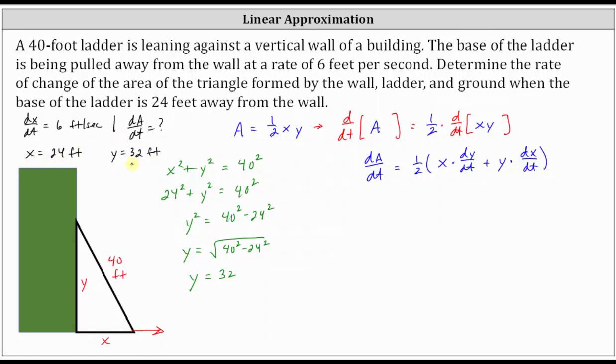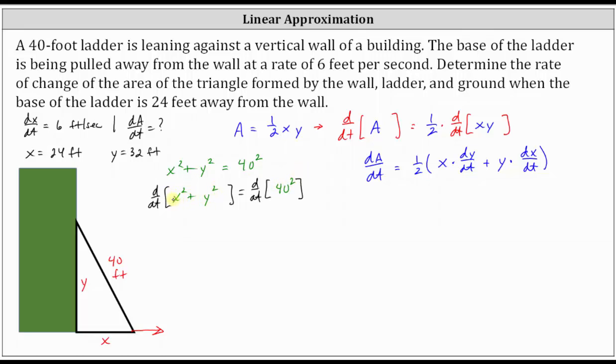We have y equals 32 feet when x is 24 feet. And now we need to determine dy/dt when dx/dt is 6 feet per second, x equals 24 feet, and y equals 32 feet. To do this, we'll go back up to our equation, x squared plus y squared equals 40 squared, and differentiate both sides with respect to t. The derivative of x squared with respect to t is 2x times dx/dt, plus the derivative of y squared with respect to t is 2y times dy/dt, equals on the right, the derivative of 40 squared with respect to t, which is 0.